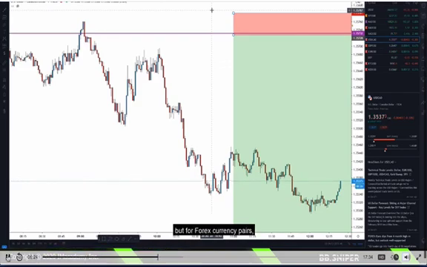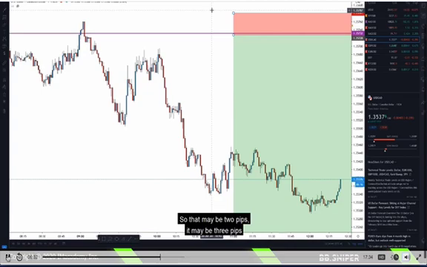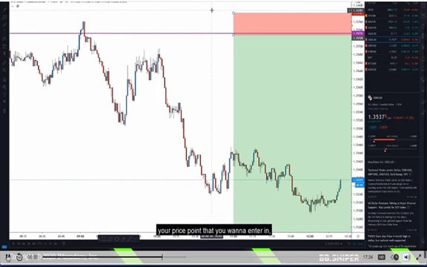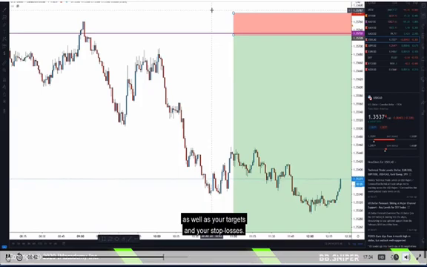But for Forex currency pairs, it's always a good idea to factor in whatever your broker's average spread is. So that may be 2 pips, it may be 3 pips, but factor that in when you're actually planning out your price point that you want to enter in, as well as your targets and your stop losses.